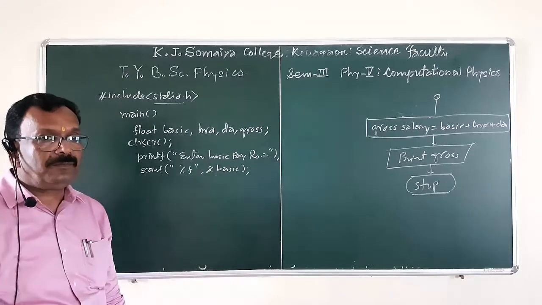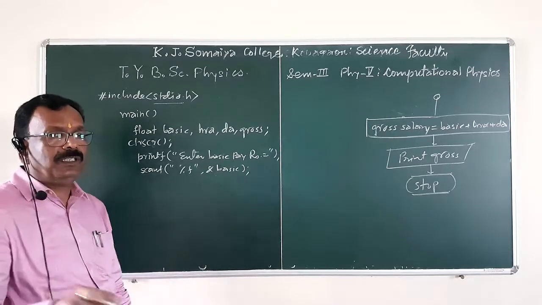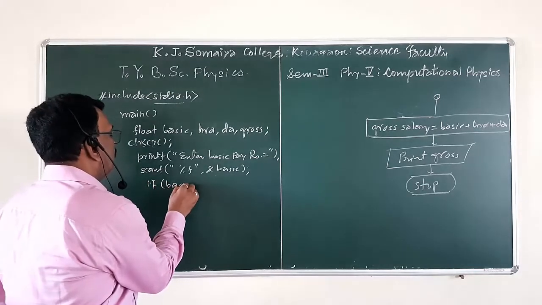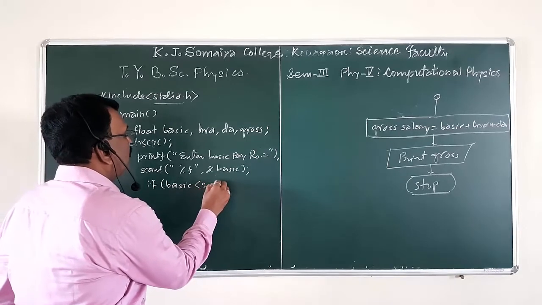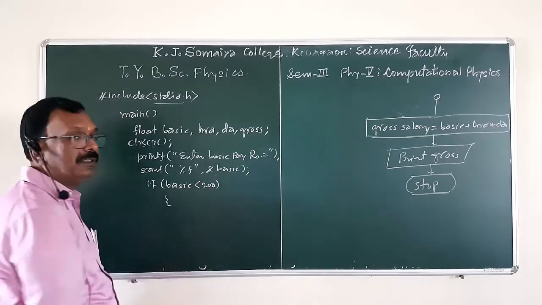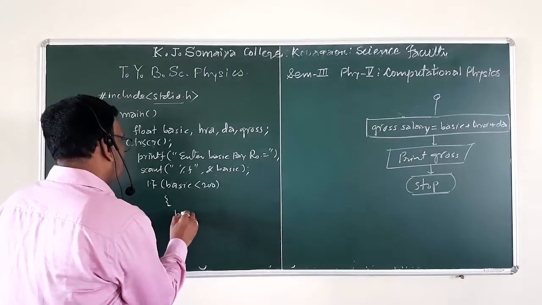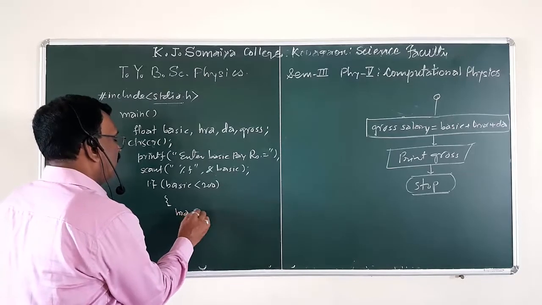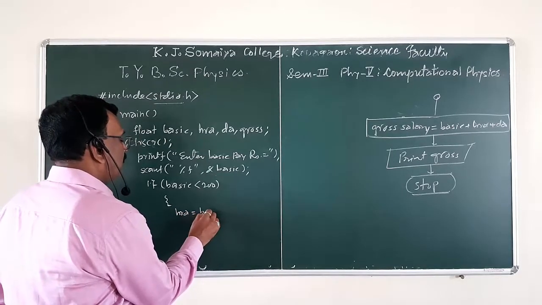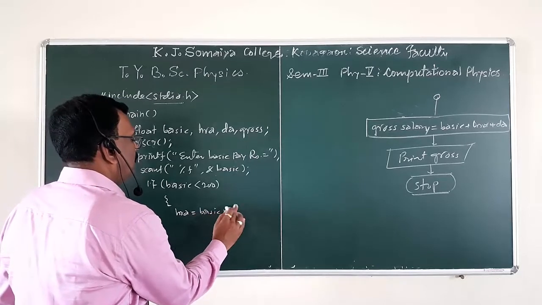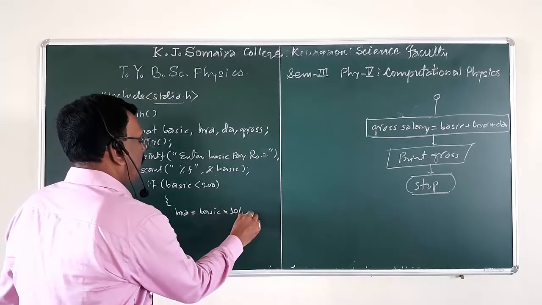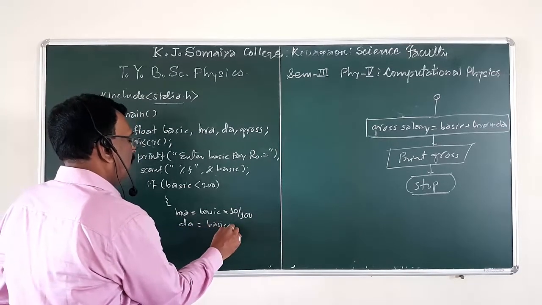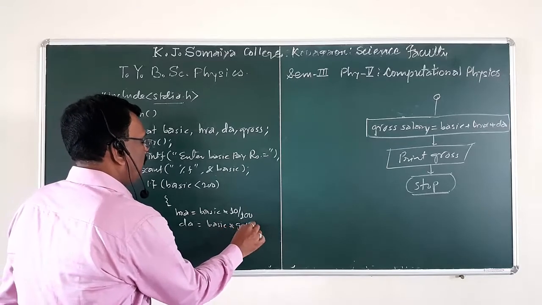Okay. Then check the condition. Here, if basic is less than 2000, if the condition is true, then use the formula: first of all HRA is equal to basic into 10% of basic, and DA is equal to basic into 90% of the basic.